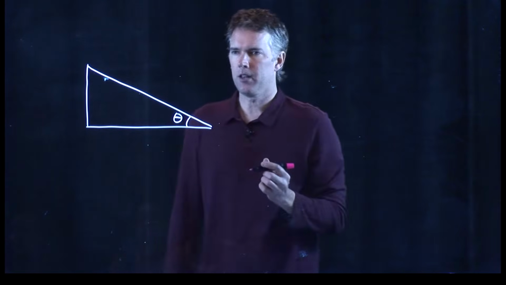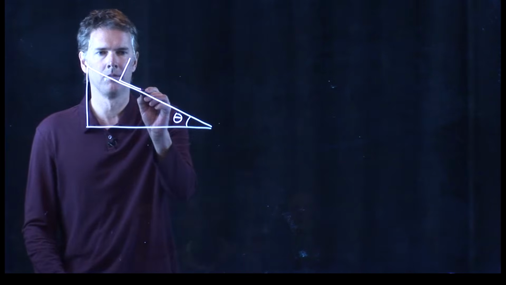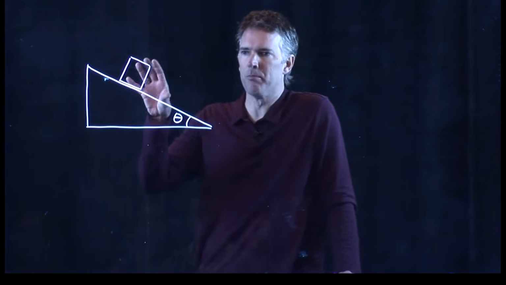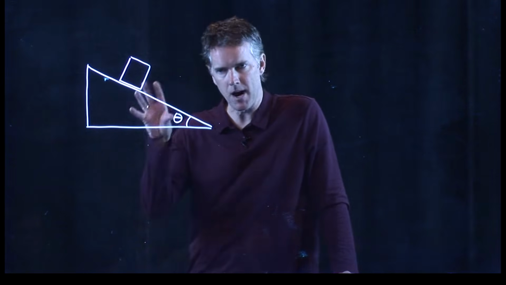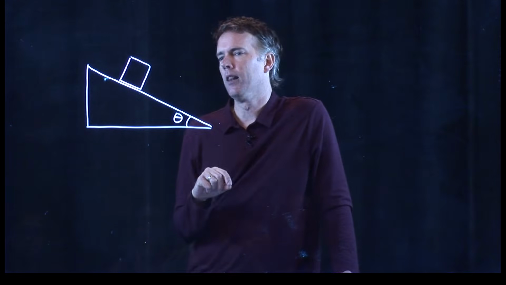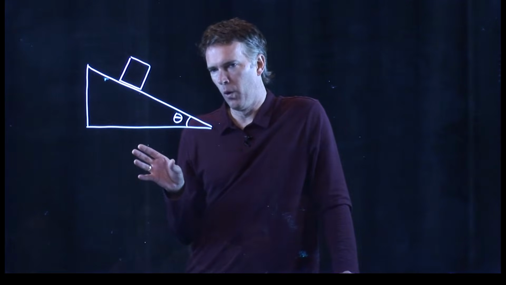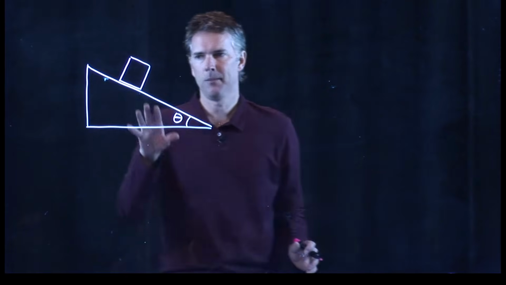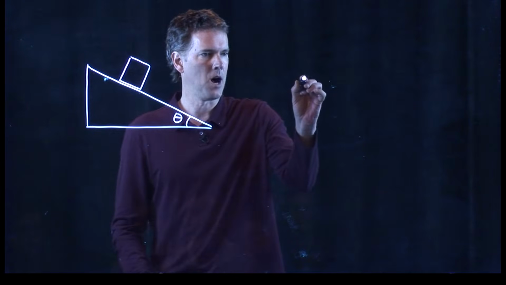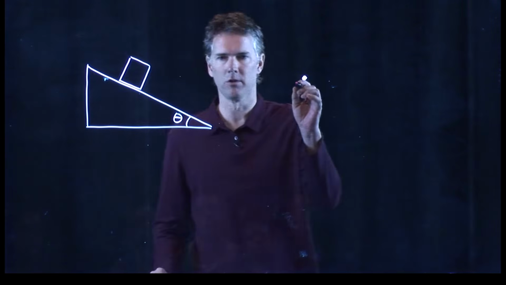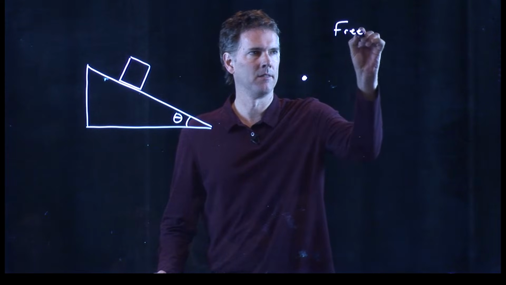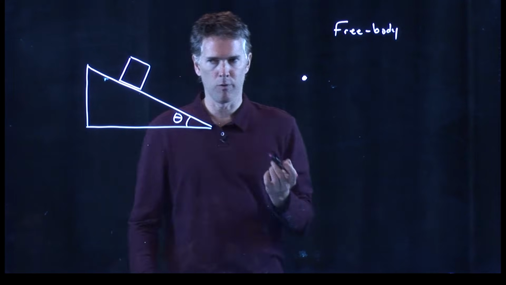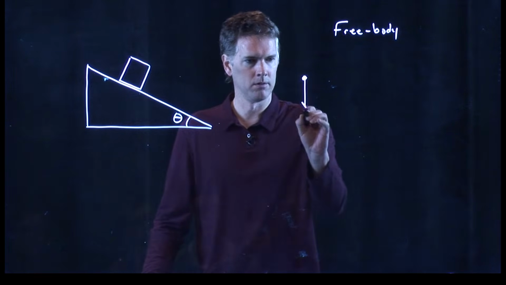Okay? Let's say that we have a box on an inclined plane. Probably the most basic problem in physics, right? Box on inclined plane. And let's see if we can understand the forces that are at work here. Now, anytime you have an object, the free body always looks like this. It's a dot. You take your box, you turn it into a dot.